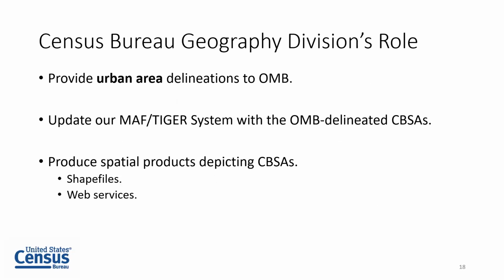So I mentioned that the Office of Management and Budget are the folks that delineate the core-based statistical areas. The Census Bureau's Geography Division does play a small role in this, but not in the delineations. We provide the urban area delineations to the Office of Management and Budget that are used to delineate the core-based statistical areas. And then once OMB delineates the CBSAs, we are provided the data, and then we update our MAF/TIGER system with that data, and then we produce spatial products to depict the CBSAs. So again, our collection of shapefiles and web services and our online mapping application.